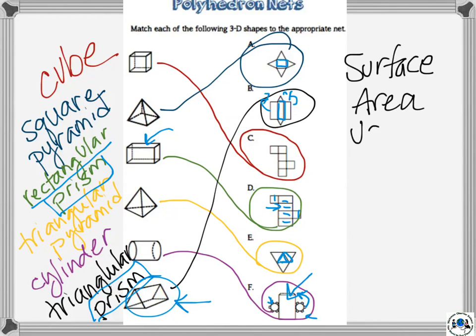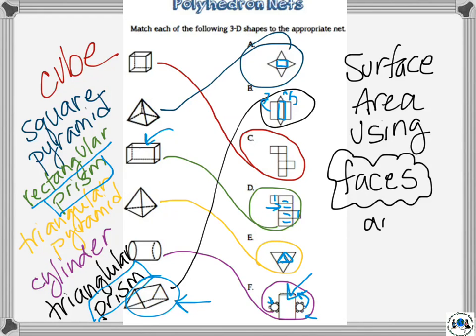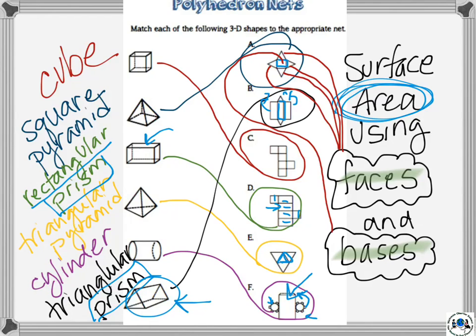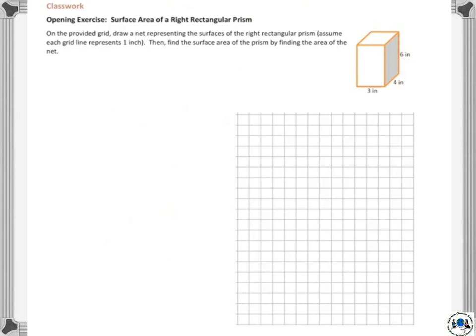All right, here, so surface area using faces and bases. Just think of surface area as faces and bases. Again, taking two-dimensional measures, and that's what that word area tells us. Always two dimensions, so we're talking in square units. Okay, so now that we're through with that introduction type information, let's go ahead and go to our opening exercise.